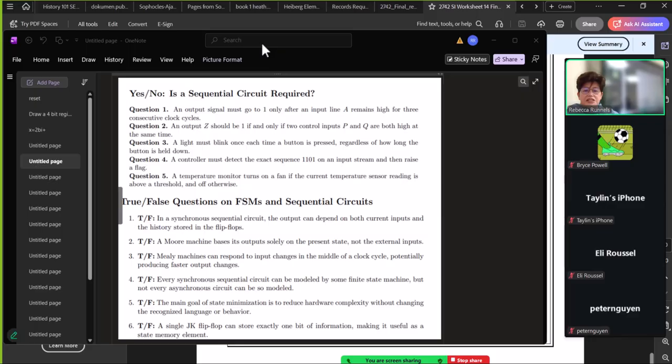Every synchronous sequential circuit can be modeled by some finite state machine, but not every asynchronous circuit can be so modeled. That's actually true. The main goal of state minimization is to reduce hardware complexity without changing the recognized language or behavior. That is true. A single JK flip-flop can store exactly 1 bit of information, making it a useful state memory element. True, any flip-flop stores 1 bit of information. Doesn't matter what kind.